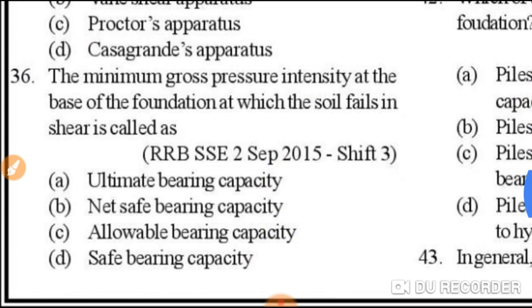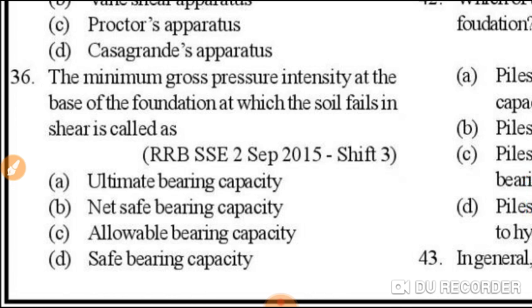Question number 36. The minimum gross pressure intensity at the base of the foundation at which the soil fails in shear is called: option A, ultimate bearing capacity; option B, net safe bearing capacity; option C, allowable bearing capacity; option D, safe bearing capacity. So the minimum gross pressure intensity at the base of the foundation at which the soil fails in shear is called the ultimate bearing capacity.